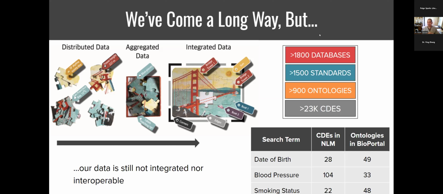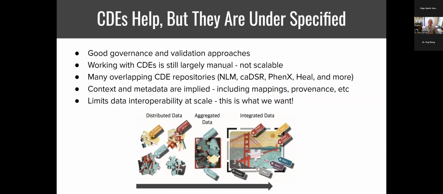For example, if you look for date of birth in the NLM CDE repository, you'll get 28 different CDEs. If you look in the ontologies and BioPortal, you'll find 49 different ontologies have this term. And so there's a lot of overlap, a lot of repetition. And so the data that use these infrastructures are still not integrated, nor are they interoperable. Now, CDEs can help with this problem, but they are underspecified.